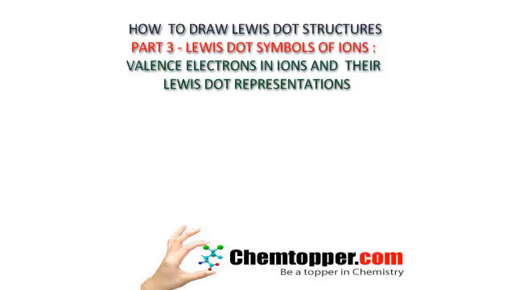In this tutorial, we practiced making the Lewis dot symbols of neutral atoms in their ground state and excited state of the electronic configurations. In the next tutorial, we are going to learn how to make Lewis dot symbols of ions.